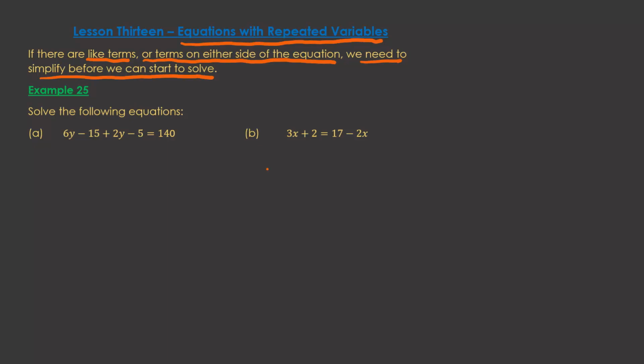Okay, so for part B, I've got 3x plus 2 is 17 minus 2x. And note here that we've got an x on this side and on this side. So you can't start with a flowchart in this situation. You would have to do something before you can start with the flowchart. Indeed, we had to do that there. We had to put the 6y and the 2y together.